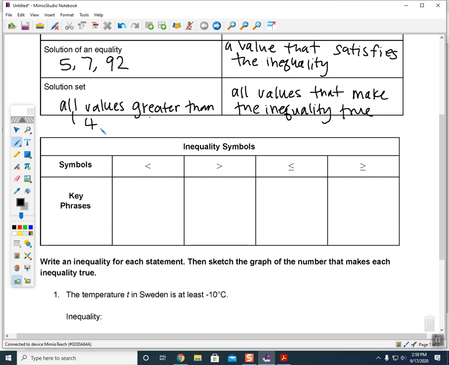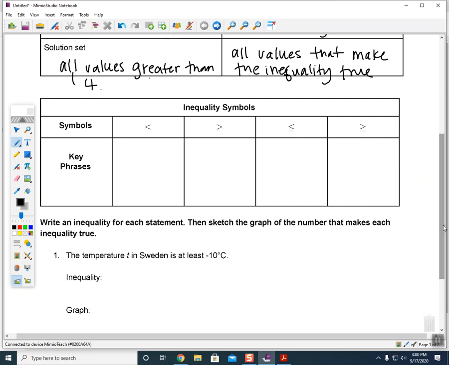So one of my solutions to this could be 4.000001, right? It's super, super close to 4, but it's not 4. So this would still be part of my solution set. There's 4 different signs that we talk about when we look at inequalities. This first one is less than.